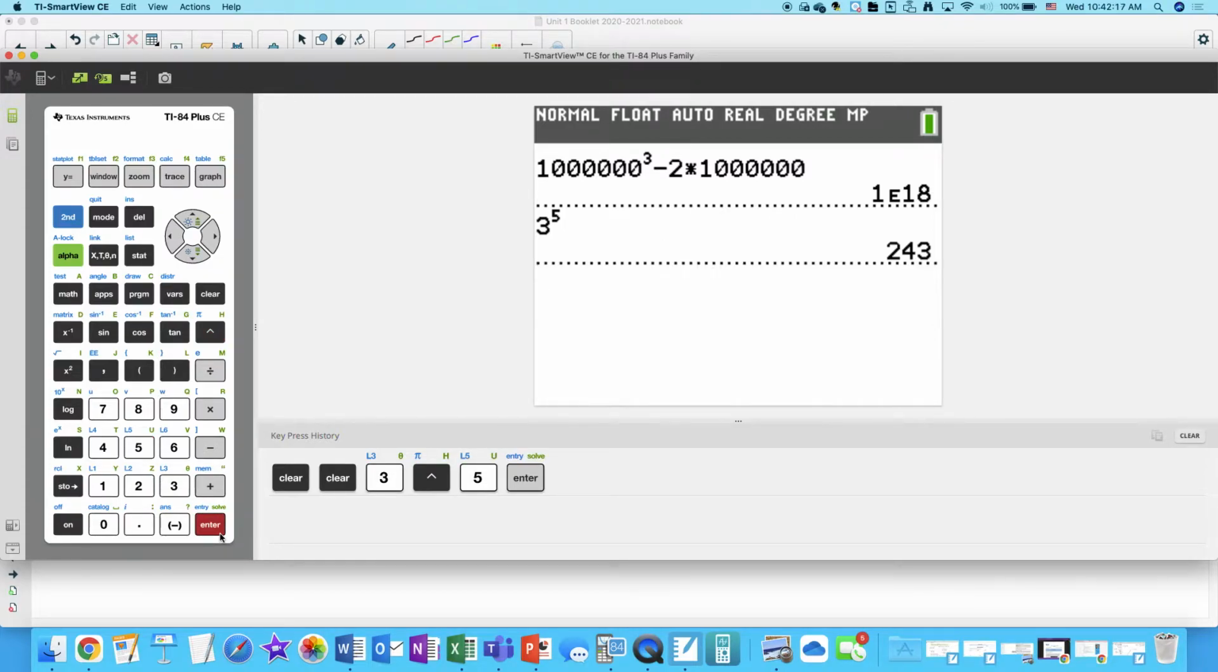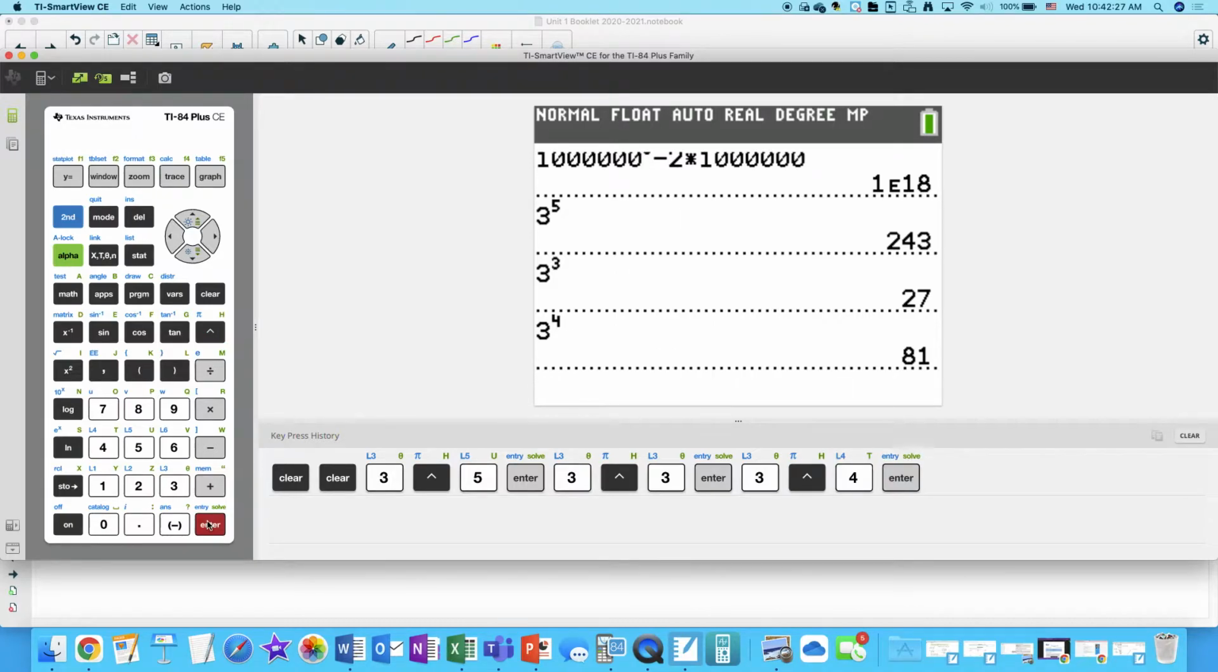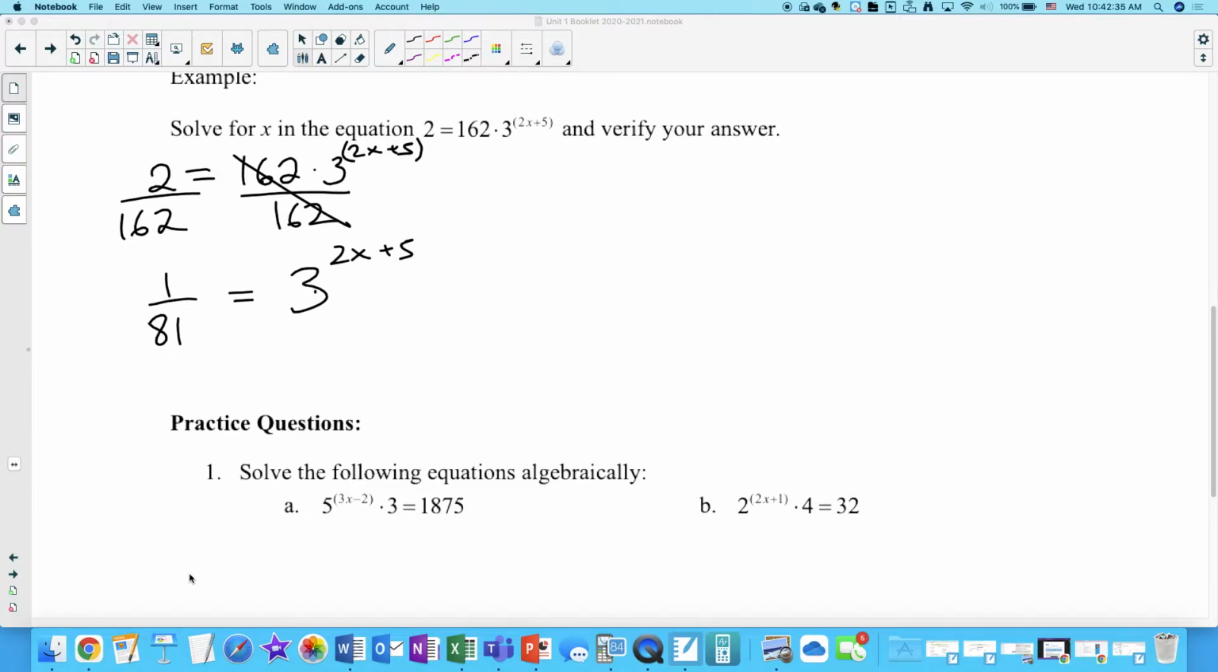Oh, that's too high, right? 3 cubed. Too low. So I'm going to try 3 to the 4. There we go. Okay, so you can do a little trial and error there. You don't have to know all of these powers in your head. Okay? All right, so I am going to replace the 81 with 3 to the 4.